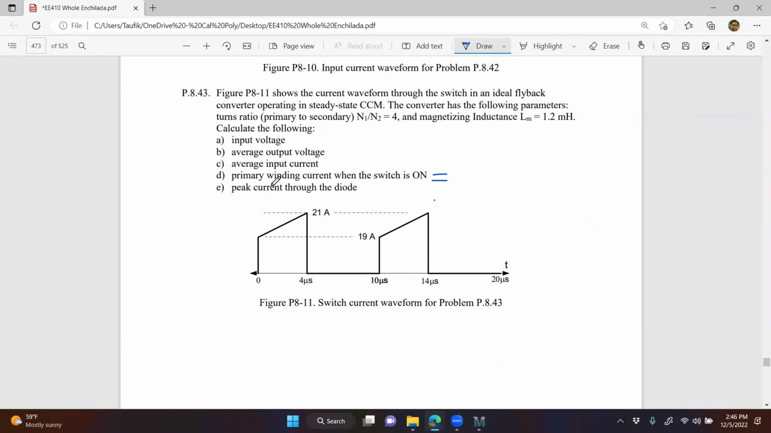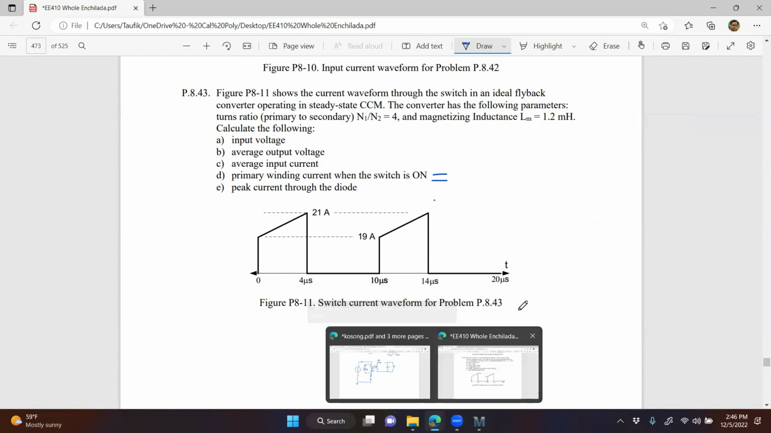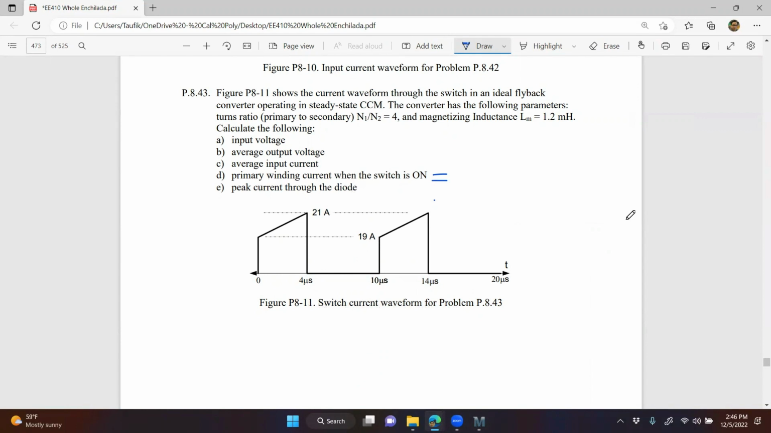All right. Well, part E, peak current through the diode. How do you find it? Is it not the same as the switch current? You would have to transform it, flip it over with the turns ratio. That's correct. And the peak, that would give you?